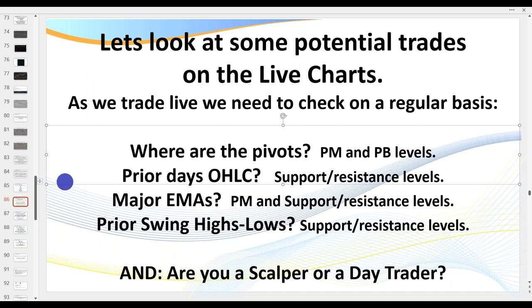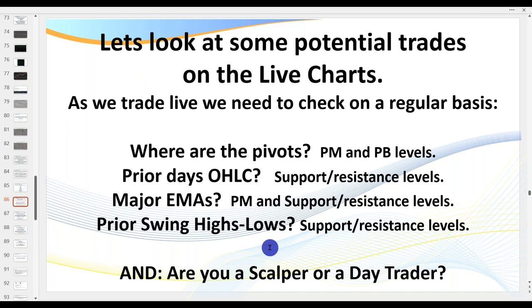Major EMAs, I should put an S after that. So major EMAs, as we will see, will give you major support resistance areas, and they're also price magnets, okay? And you'll see that. The other thing there is prior swing highs and lows, that is current swing. So what was the high an hour ago? And so once again, nearly all of these indicators are free. Okay, you don't have to spend a fortune on these, where they'll plot these levels, as you'll see in a moment, on your charts.